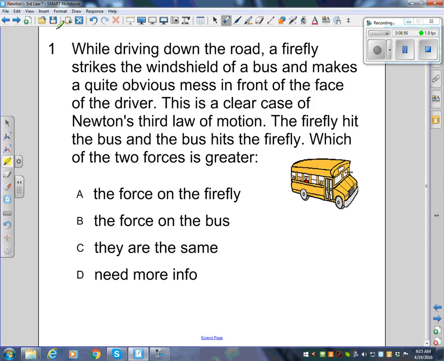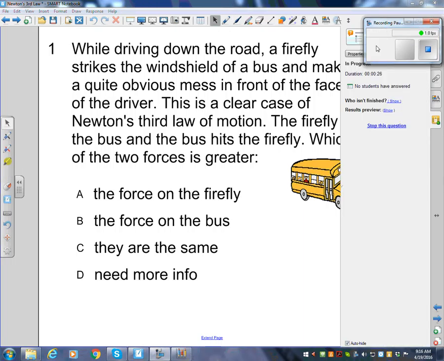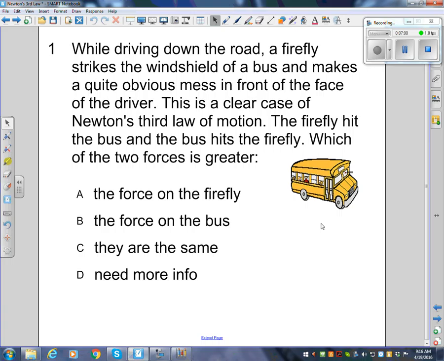Come get a clicker. Okay, so, while driving down the road, a firefly or mosquito or who cares what strikes the windshield of the school bus, making a quite obvious mess in front of the face of the driver. This is a clear case of Newton's third law of motion. The firefly hit the bus, and the bus hit the firefly. Which of the two forces is greater? The force on the firefly, the force on the bus, they are the same, or we need more info.